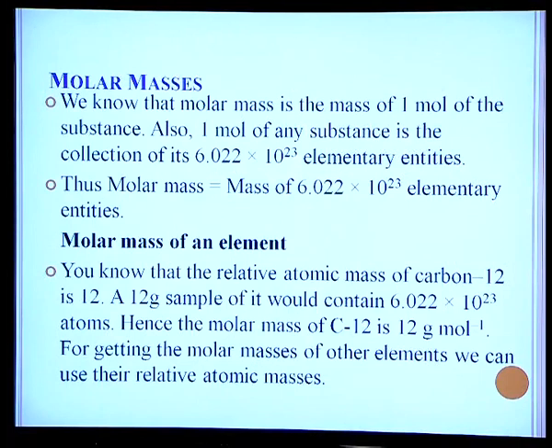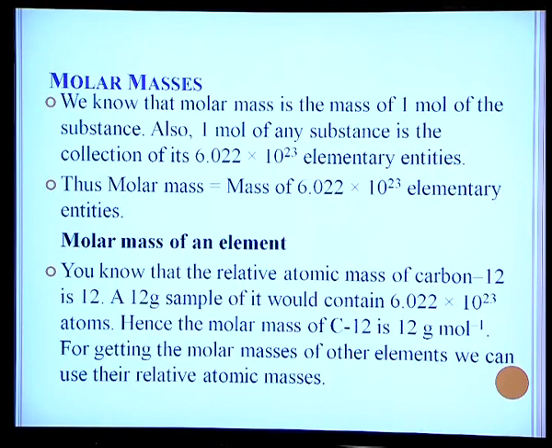101. Now, molar mass. We know that molar mass is the mass of 1 mole of the substance. Also, 1 mole of any substance is the collection of its 6.022 into 10 to the power 23 elementary entities. Thus, molar mass is equal to the mass of 6.022 into 10 to the power 23 elementary entities. Molar mass of an element: you know that the relative atomic mass of carbon-12 is 12. A 12 gram sample of it would contain 6.022 into 10 to the power 23 atoms. Hence, the molar mass of carbon-12 is 12 gram per mole.